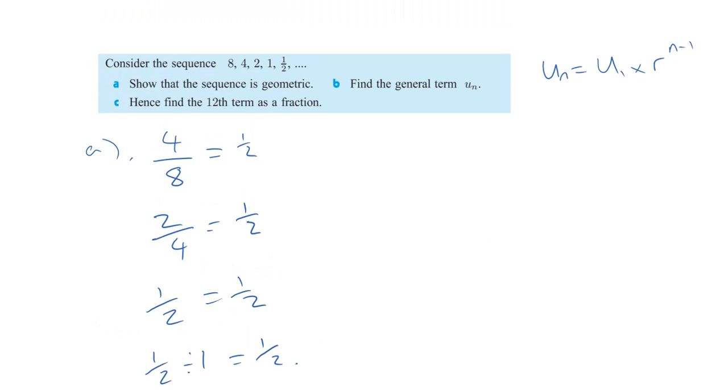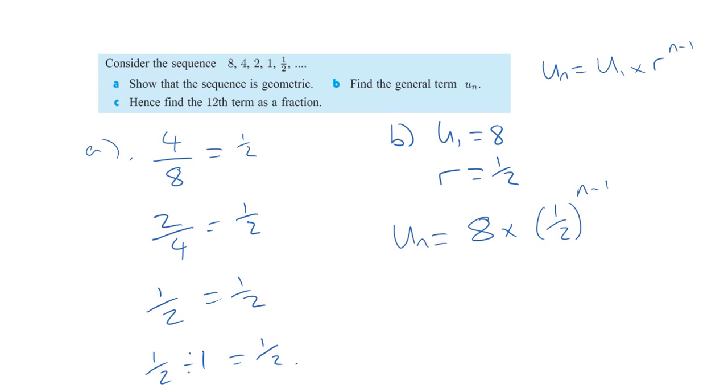Okay, part B, find the general term. So we have got that U1 is 8, and we have just found out that that R value is a half. So for us, Un is going to be equal to 8 multiplied by a half to the n minus 1. There's our formula.